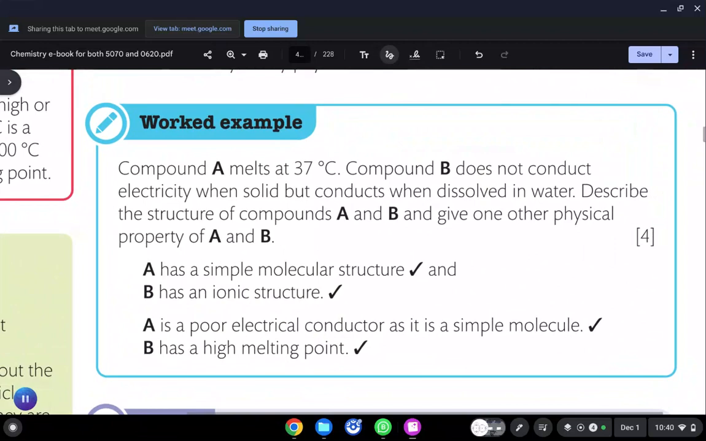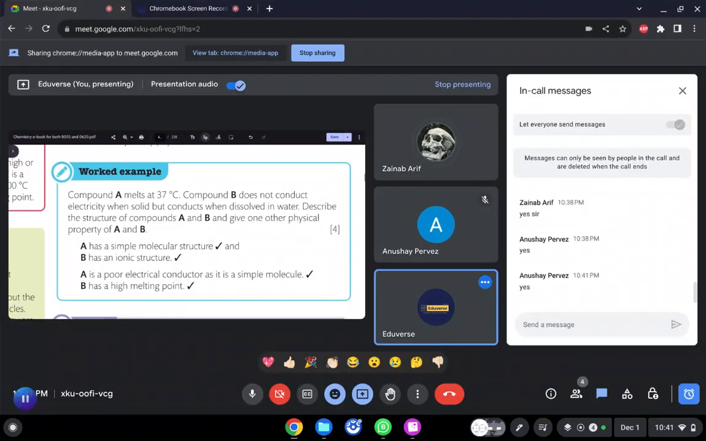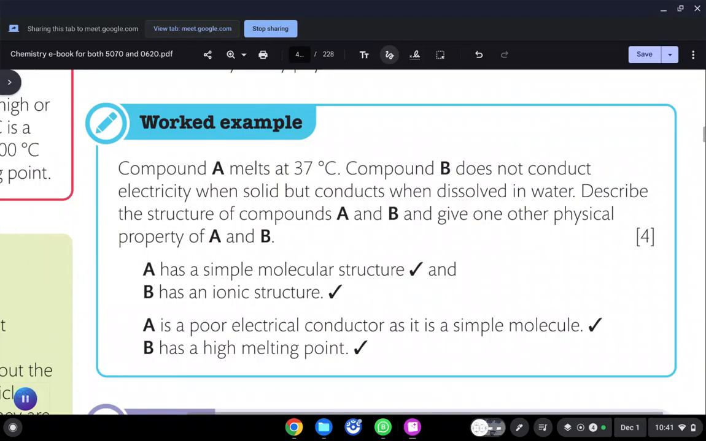So here's a worked example. Compound A melts at 37 degrees centigrade. Are you with me, bacho? All right. So compound A melts at 37 degrees centigrade, which is quite a low temperature.